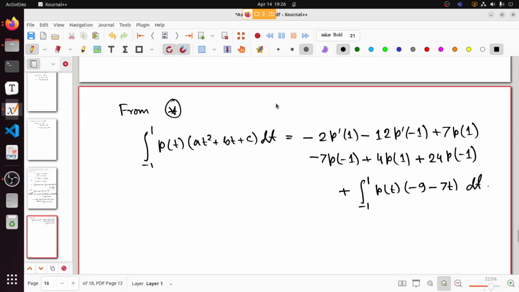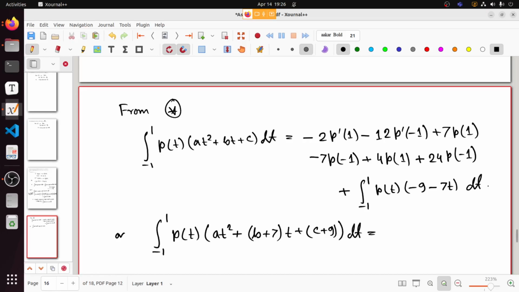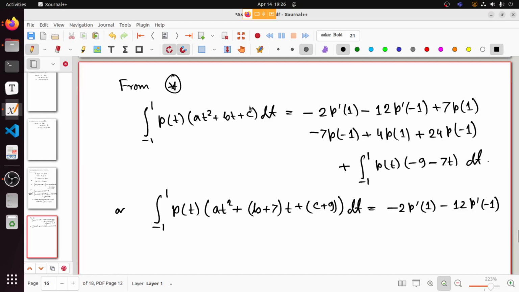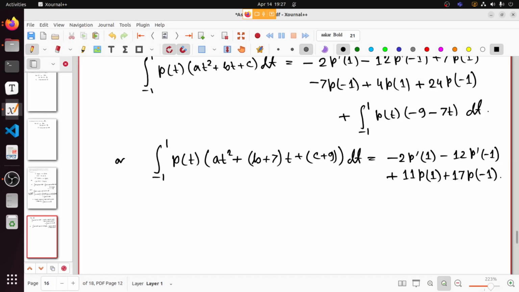Now take the integration to one side, or you will get the integral from minus 1 to 1 of p(t)(a t square plus (b plus 7)t plus (c plus 9)) dt equals this one, minus 2 p dash 1 minus 12 p dash minus 1 plus 11 p of 1, and this will be plus 17 p of minus 1, and this is true for all p, right? This is true for all p in P2R.